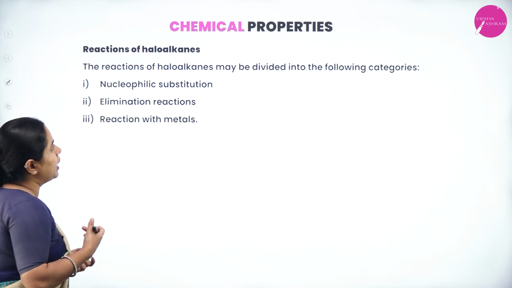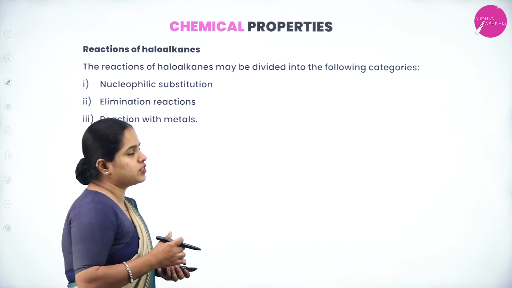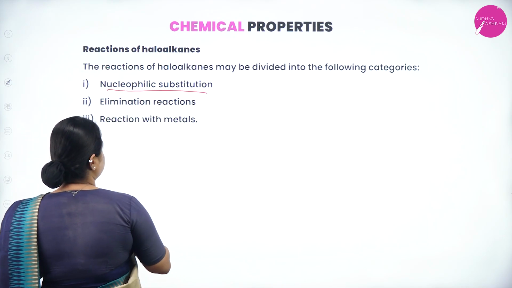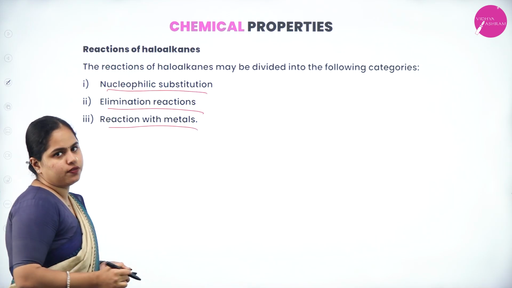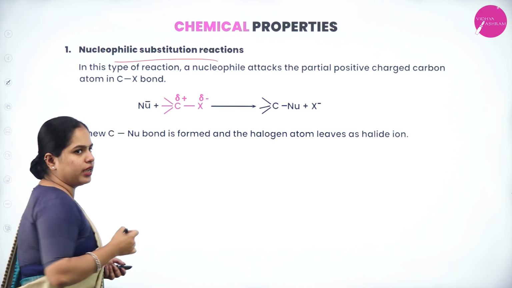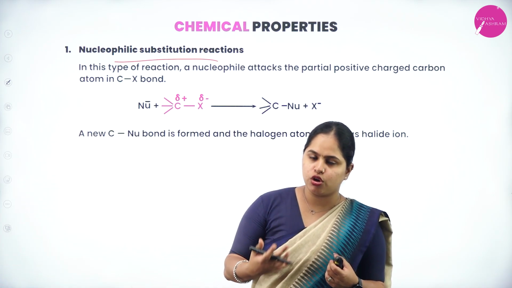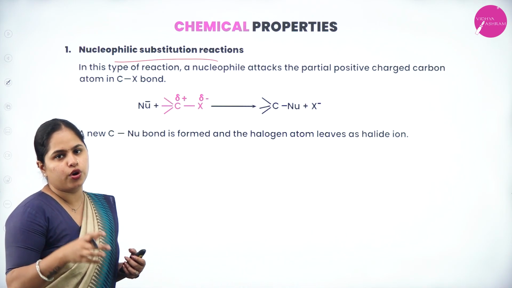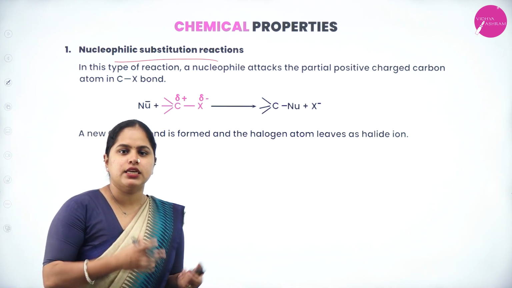Okay, moving on to the chemical properties. We are going to study the reactions of haloalkanes, which are divided into the following categories. The first one we will be studying is nucleophilic substitution reaction. Next is elimination reaction. And the third one is reaction with metals. So let's begin with the first one, nucleophilic substitution reaction. From the name itself, you can say nucleophilic means a nucleophile, and substitution reaction means a nucleophile is going to be substituted in place of a halogen, right?